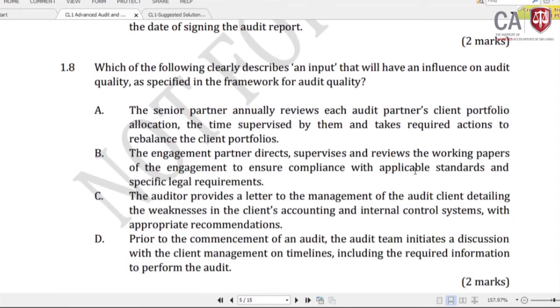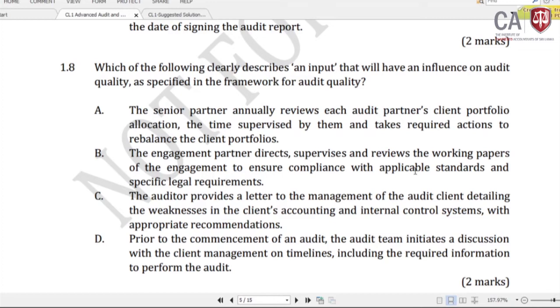That is directly from the quality control chapter number 18 of your CL1 syllabus. Which of the following clearly describe an input that will have an influence on audit quality as specified in the framework for audit quality? So I hope that you can remember the audit quality chapter. That is a highly examinable area in your CL1 syllabus, highly popular area.